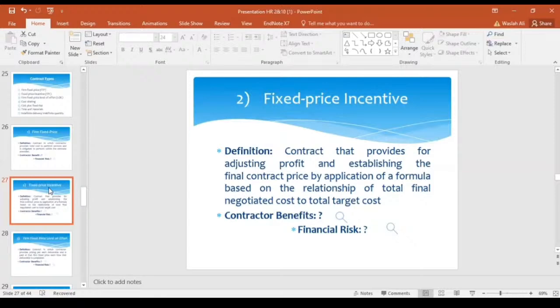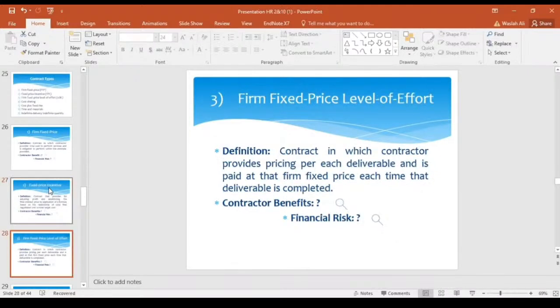And there are also some financial risks. Financial risk in this case is also high for the contractor if the client disagrees with the performance. So here we have two scenarios. If the client agrees with your performance, then you have maximum profit. And if the client disagrees with your performance, then you have maximum financial risk. Now moving toward the third type, firm fixed price level of effort.